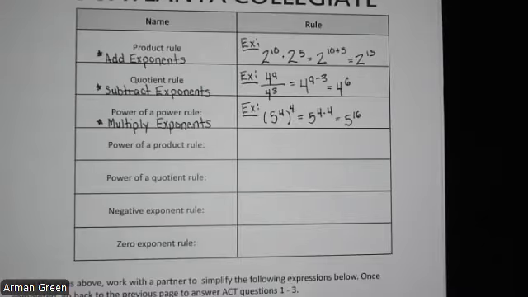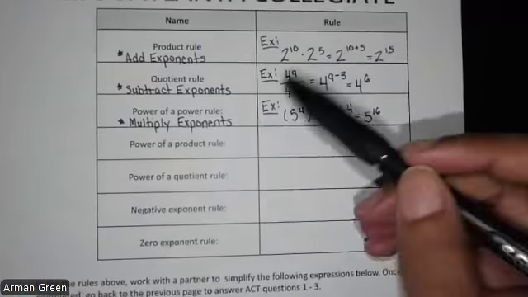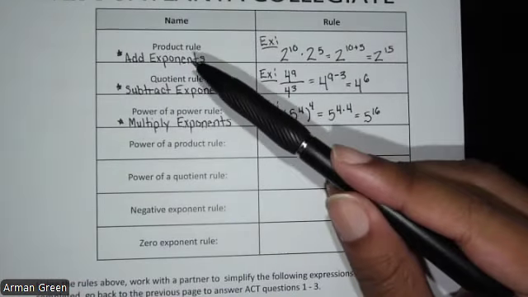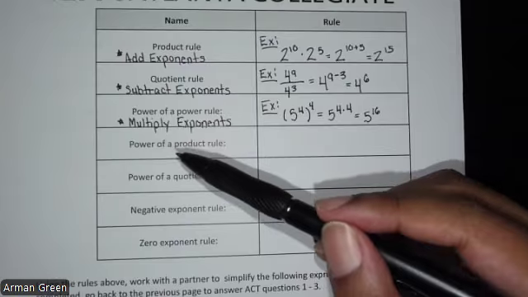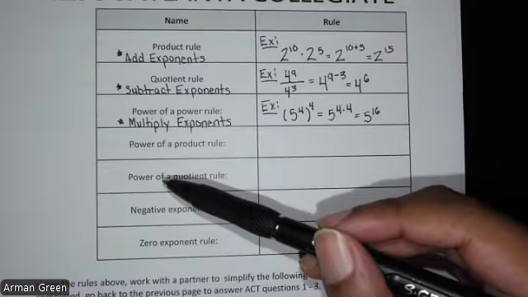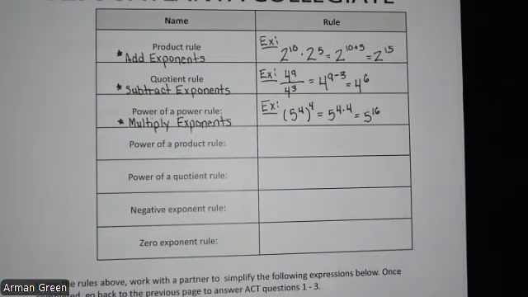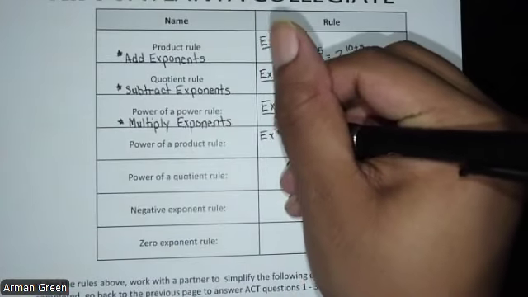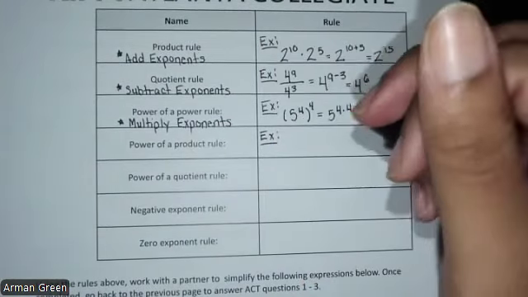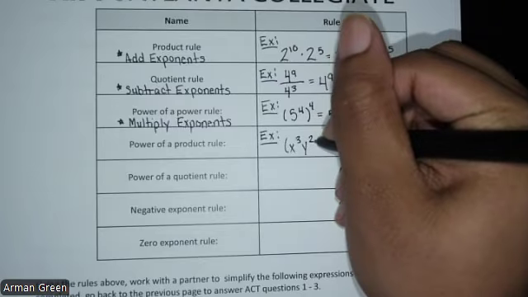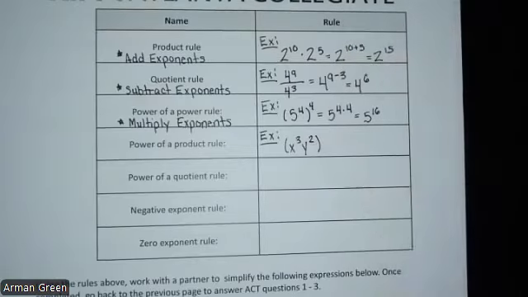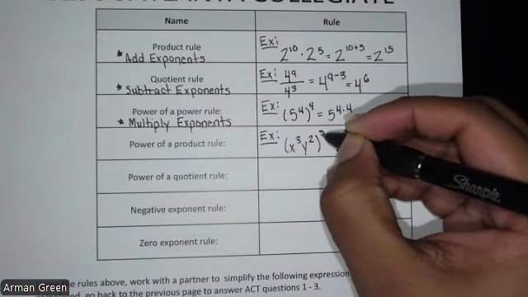Okay, now these next two rules that we have here are kind of a combination of the previous three rules that we've looked at together. The first one is the power of a product rule, and the second one is the power of a quotient rule. So for the first example, let's say you have x cubed times y squared, and then we're raising all of this to the fifth power.